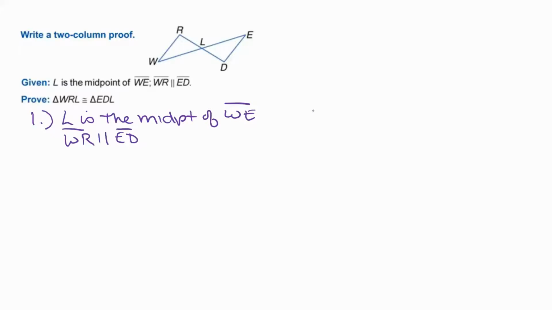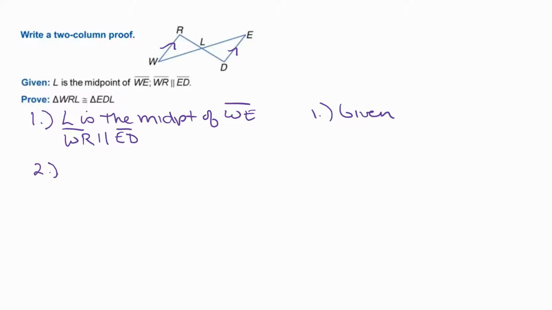The first step in any proof is to write the given down, draw a diagram if they don't have a diagram, and then mark what you know on the diagram. So let's go ahead and write the given. L is the midpoint of WE, and WR is parallel to ED. And that information is given to us. So we know that WR is parallel to ED, and we know that L is the midpoint of WE.